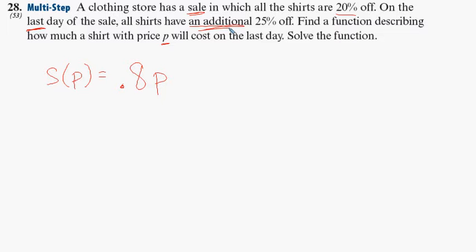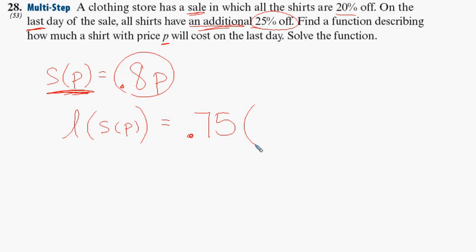So the last day of the sale, we'll go L of whatever this is. So L of S of P. So there's our composite function that I was warning you about. And that means on the last day of the sale, what price are we going to pay? Well, we're going to pay 75% because it's 25% off. 75% of what? 75% of whatever we were paying initially. So it's 0.75 of whatever was going on initially.